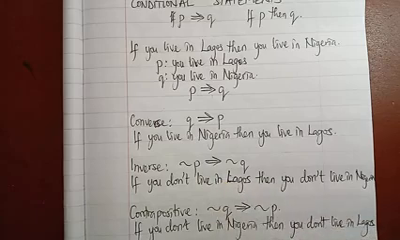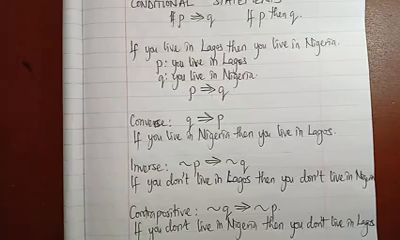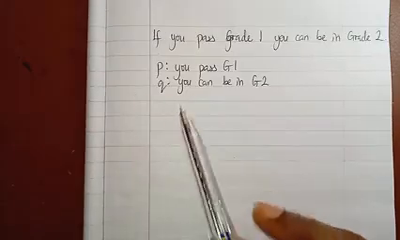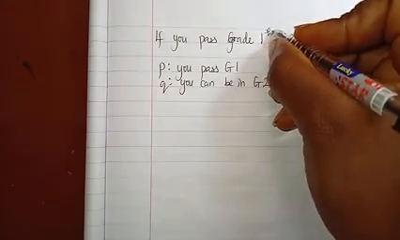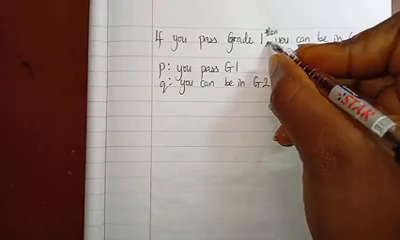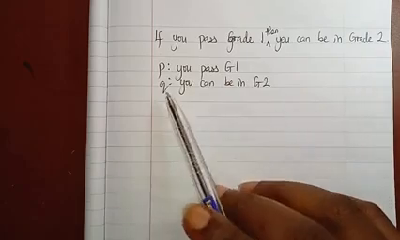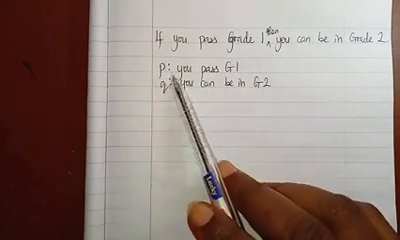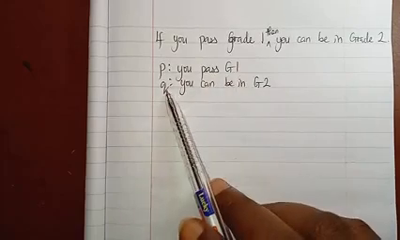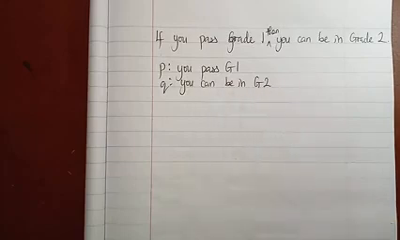Now, let's look at another example. This example says if you pass grade 1, you can be in grade 2. Oh, this is a conditional statement. If you pass grade 1, then you can be in grade 2. So we write out the two statements coming from this conditional statement. We have P to represent you pass grade 1, and then Q to represent you can be in grade 2.